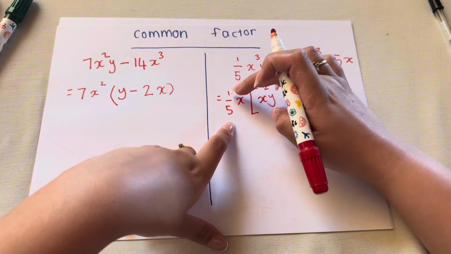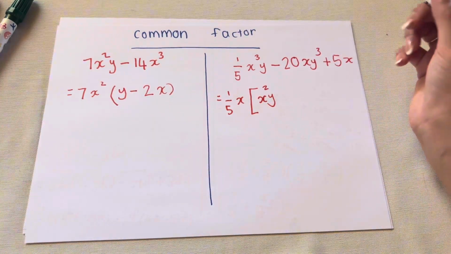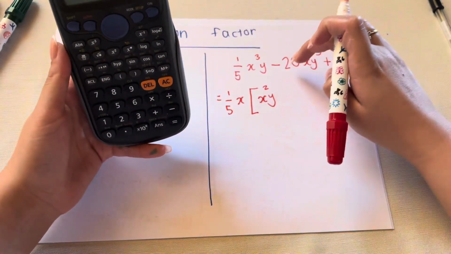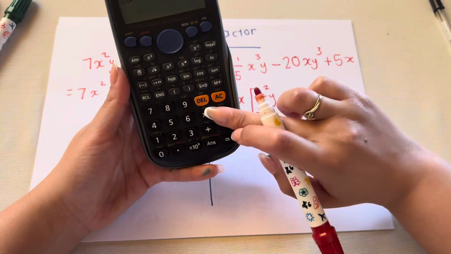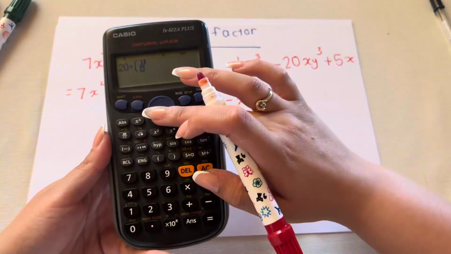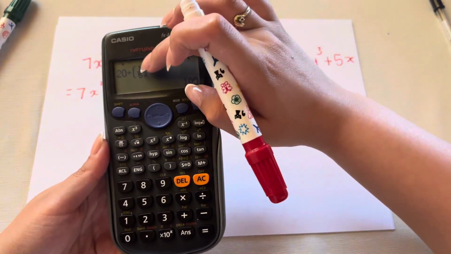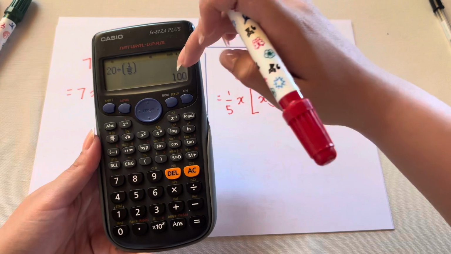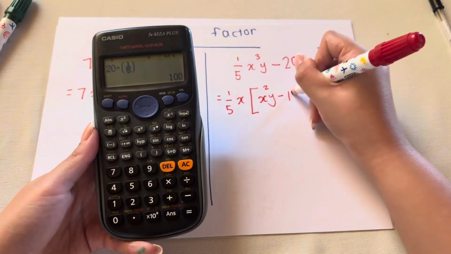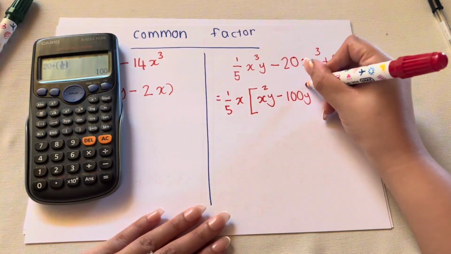How many times can a fifth go into 20? So that's what you need to ask. If you're not sure, what you can do is say 20 and then divide it by the factor that you're pulling out. So that's a fifth. So what that tells me is a fifth goes into 20 100 times. So you're going to have minus 100. X we've pulled out, so I'm left with y raised to the 3.